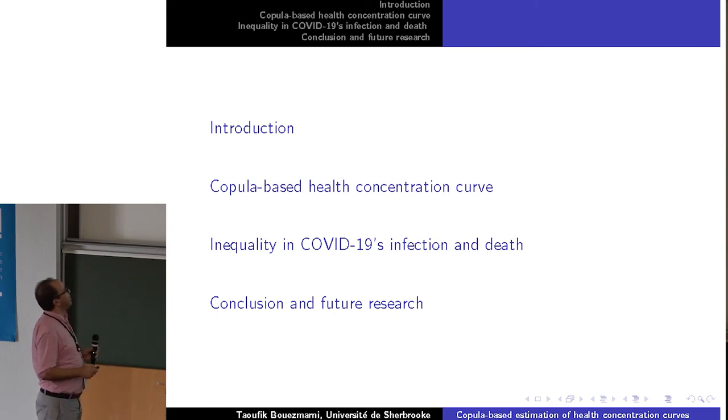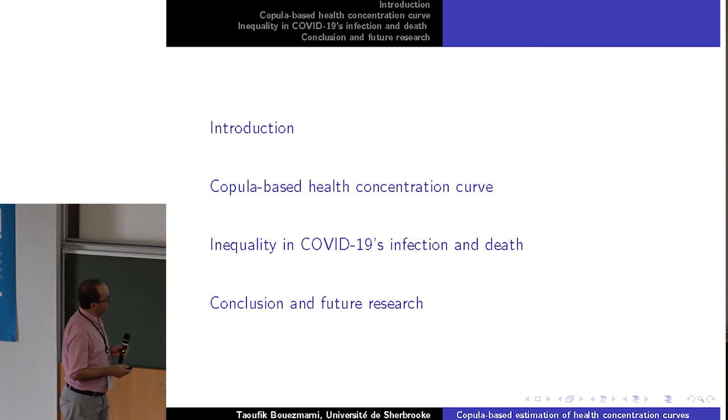Okay, so the outline of my presentation: I'm going to start with an introduction, motivating why we need this work. Then I will discuss the copula-based health concentration curve, and also what we call the Gini health index, showing how we characterize this in terms of copula, and then considering different estimators based on different estimators of copula, parametric and non-parametric. Then studying a bit the asymptotic properties of these estimators, and then looking at the Monte Carlo simulation to see how these estimators compare with the existing empirical estimator.